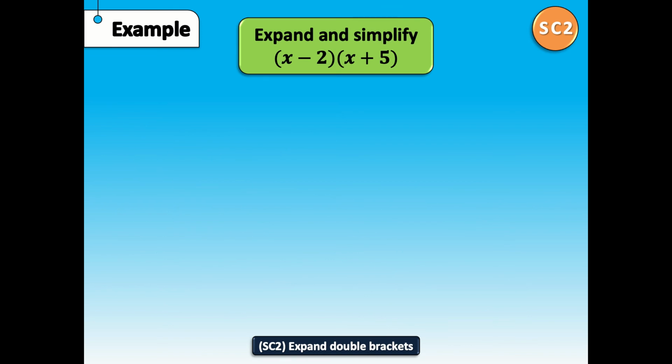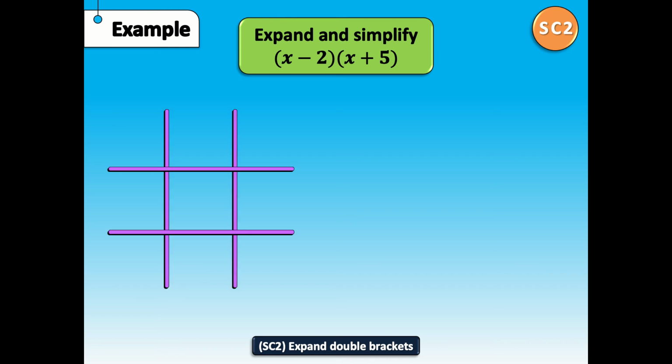Here's another example. So this time we want to do x minus 2 times x plus 5. So we set up a grid method, and we do x times x is x squared. X times minus 2 is minus 2x. 5 times x is 5x. And minus 2 times 5 is minus 10.